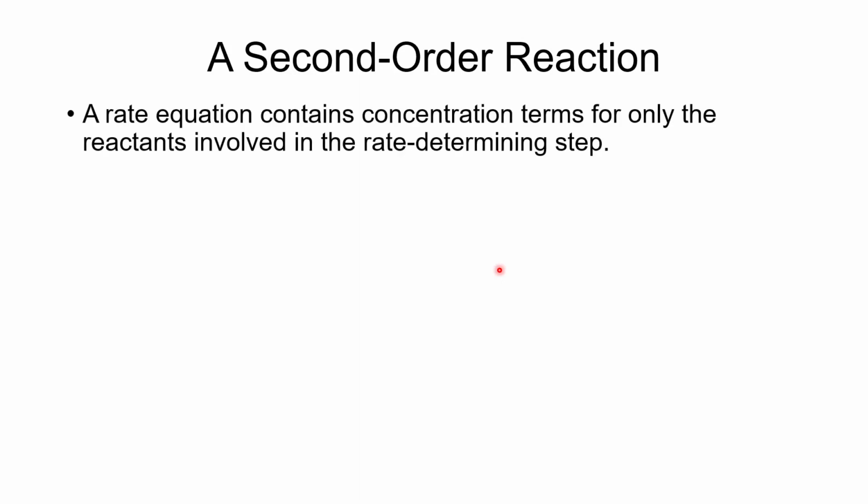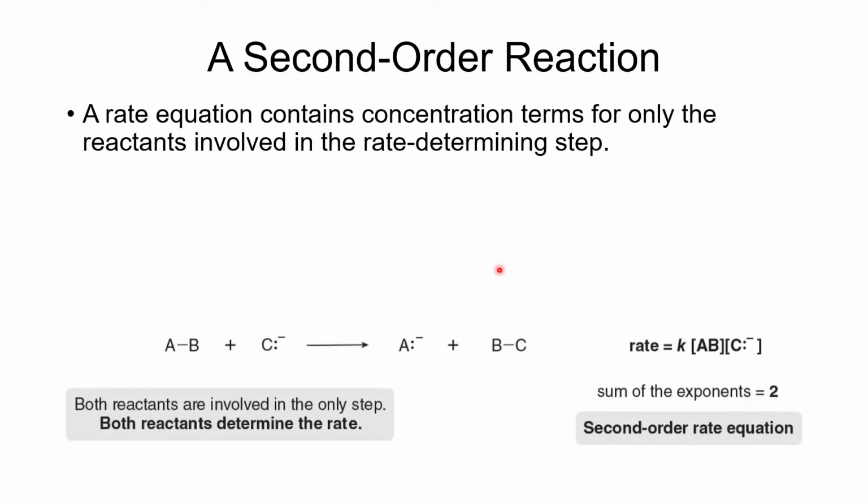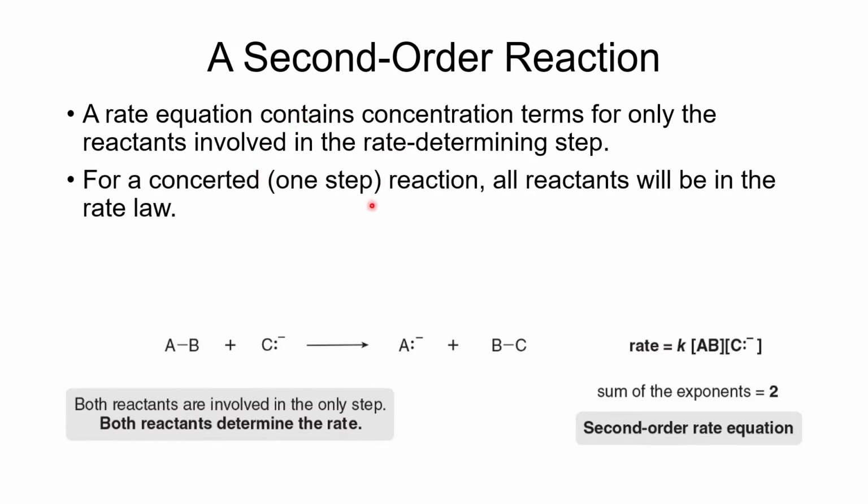All right, so let's look at a second order reaction. Again, we're going to be looking at AB reacting with C minus to give us A minus plus BC. If this reaction is a one-step reaction, meaning a concerted reaction where the bond is broken at the same time that the new bond is formed, then both of these reactants have to be present for this step to occur.